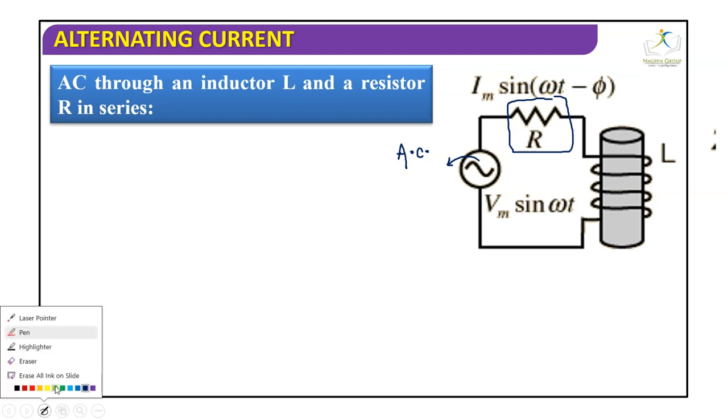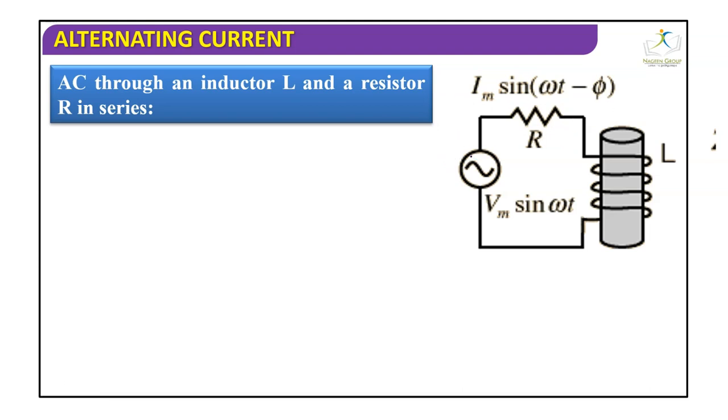Students, as I told you in the previous class, AC is symbolized not as A dot C, but simply AC. Understood? So the previous one which I represented was not correct. This one is AC, alternating current. Vm represents the maximum voltage or the peak voltage. Similarly, Im represents the maximum current or the peak current.